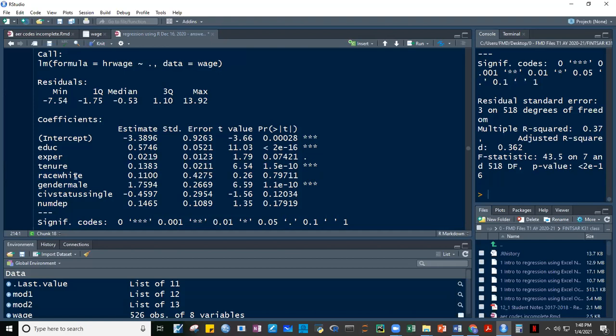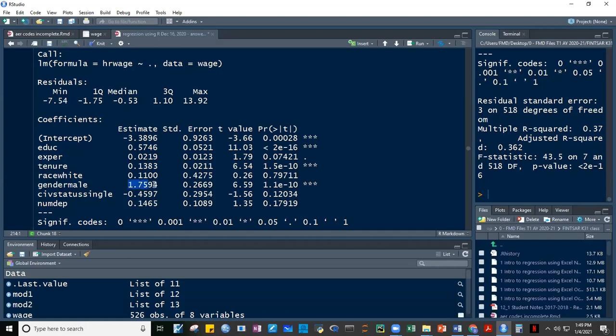How do we interpret this? Assuming it's significant, white people tend to get 0.11 dollars per hour more than non-white people. Because you will benchmark this against our reference variable, which is non-white. So white people tend to get 0.11 dollars per hour more than the non-white people.